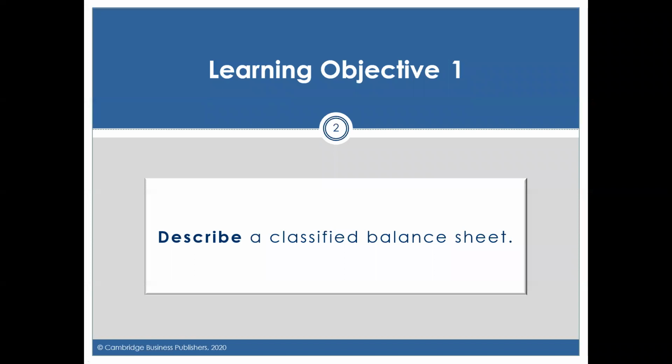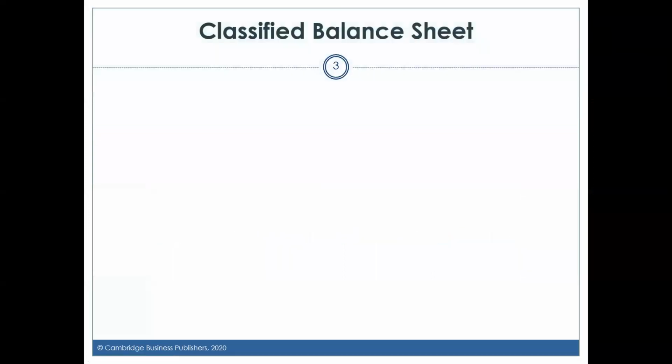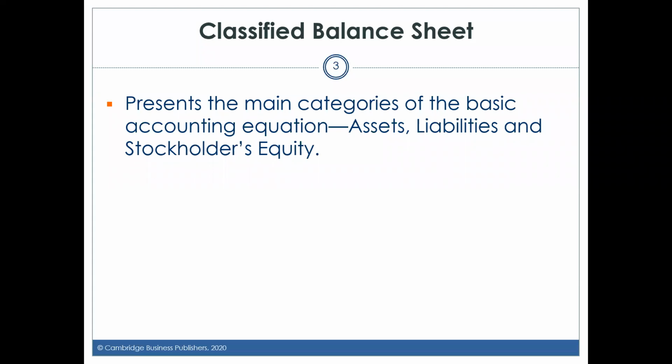So I've talked about balance sheets and the format of the balance sheet. And I gave you guys some of the information that you're going to get in Chapter 4 already, but we're going to talk about classified balance sheet in more detail. So a classified balance sheet classifies the assets into current versus long-term, the liabilities into current versus long-term, and the owner's equity.